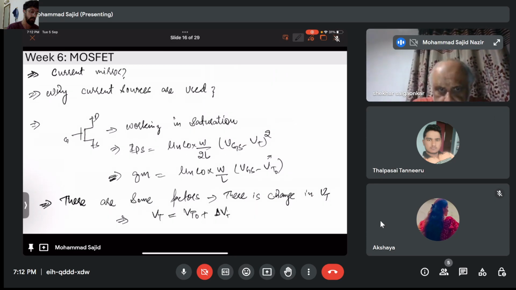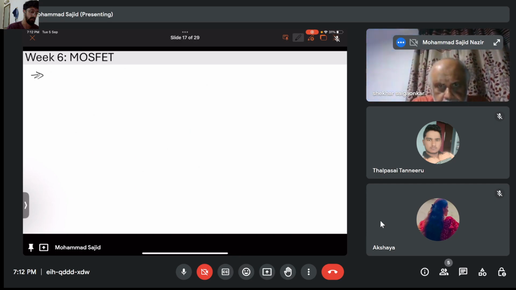Okay, there can be multiple factors, such as a change in substrate doping, but for the level you are at right now, let's say due to temperature fluctuations, there is a change in threshold voltage. Okay, this you understand. Now let's denote that change as delta VT. Okay. Now can you tell me what will be GM new?